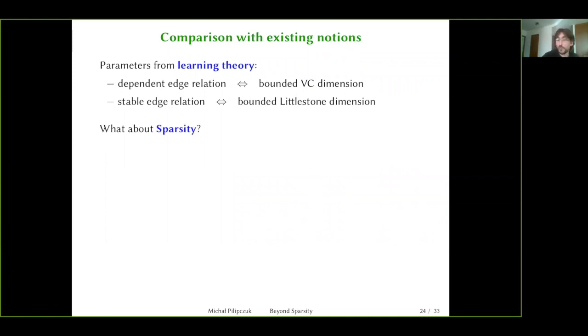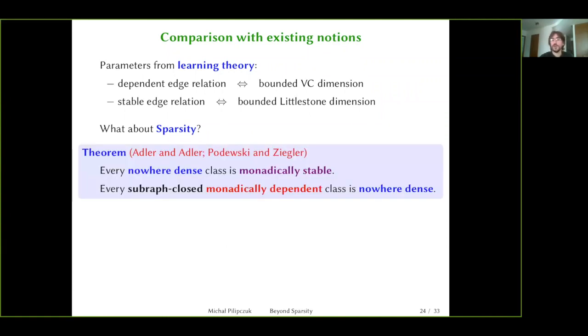So what about sparsity? How do these new notions compare to the notions in sparsity? And actually they compare a lot. It turns out that every nowhere dense class is monadically stable. So this is super nice.